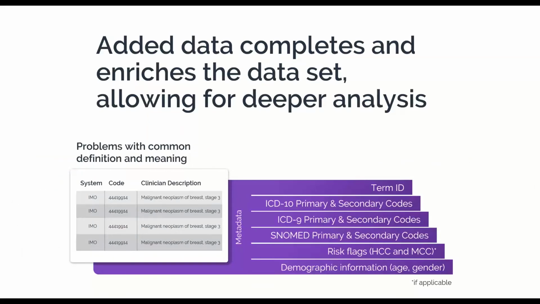And that takes us to what we do with that. So with this slide, I want to explain the data that's added and want to stress that this really completes and enriches the data set. And this is what allows for deeper analysis. So after IMO Precision Normalize correctly matches a term, then it supplies all primary and secondary standard codes for ICD-10, ICD-9, and SNOMED. It supplies the HCC and MCC flags, community and institution factor risk adjustments, and demographic data.